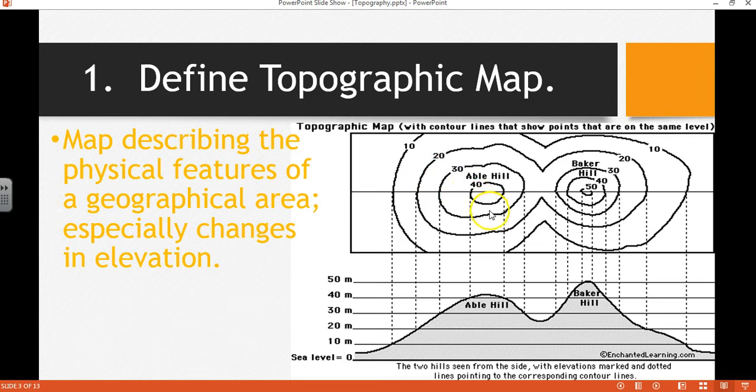Able Hill is right at about 42 or 43 meters high, so the last line we see is 40. But Baker Hill goes all the way up to 50, so the last line we see is actually 50. Notice, though, that Able Hill is higher than 40 meters. It's just not high enough to have that 50-meter circle in there. We're going to talk a lot more about this as we go along. I just wanted to give you a quick introduction to a topographic map.